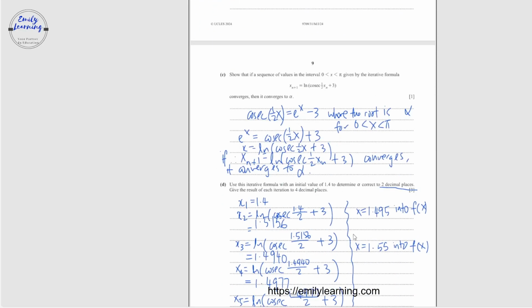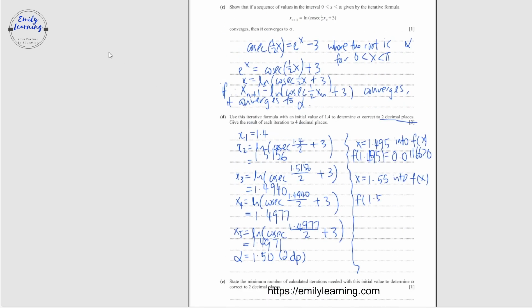So I get f(1.495) equals 0.01166, which is greater than 0. So the other one must be less than 0. Sorry, it should be 1.505. Because of these two, 1.50 is in between these two values.